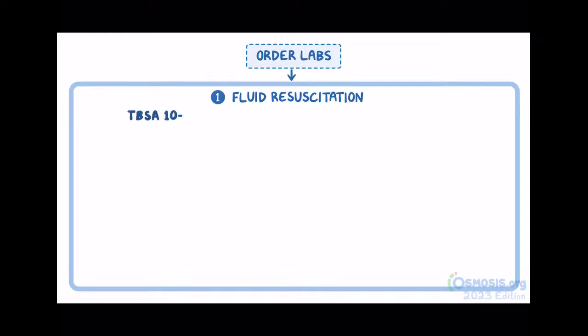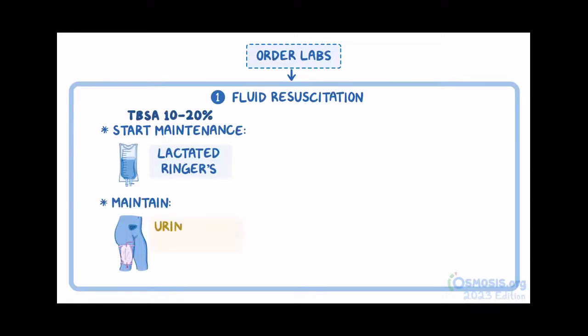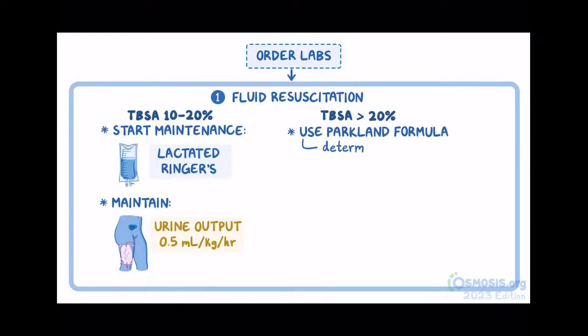If your patient's TBSA is 10 to 20%, start maintenance lactated Ringer solution to maintain urine output at 0.5 milliliters per kilogram per hour. If the TBSA is greater than 20%, use the Parkland formula to determine your patient's fluid deficit. The Parkland formula is as follows: 4 milliliters multiplied by percent TBSA multiplied by the patient's weight in kilograms.